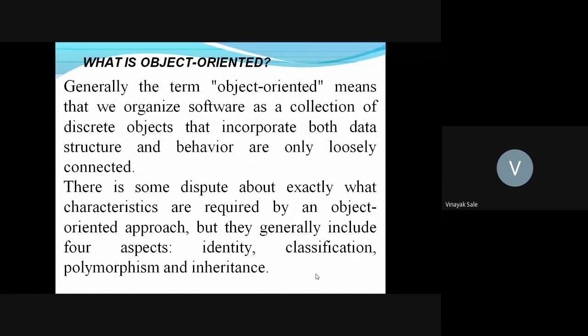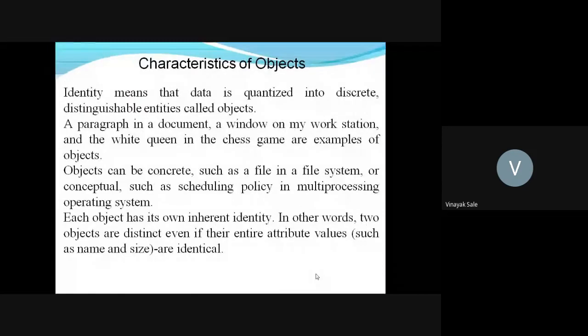There is some dispute about exactly what characteristics are required by an object-oriented approach, but they generally include four aspects: identity, classification, polymorphism, and inheritance. We'll see one by one. Before that, characteristics of objects.